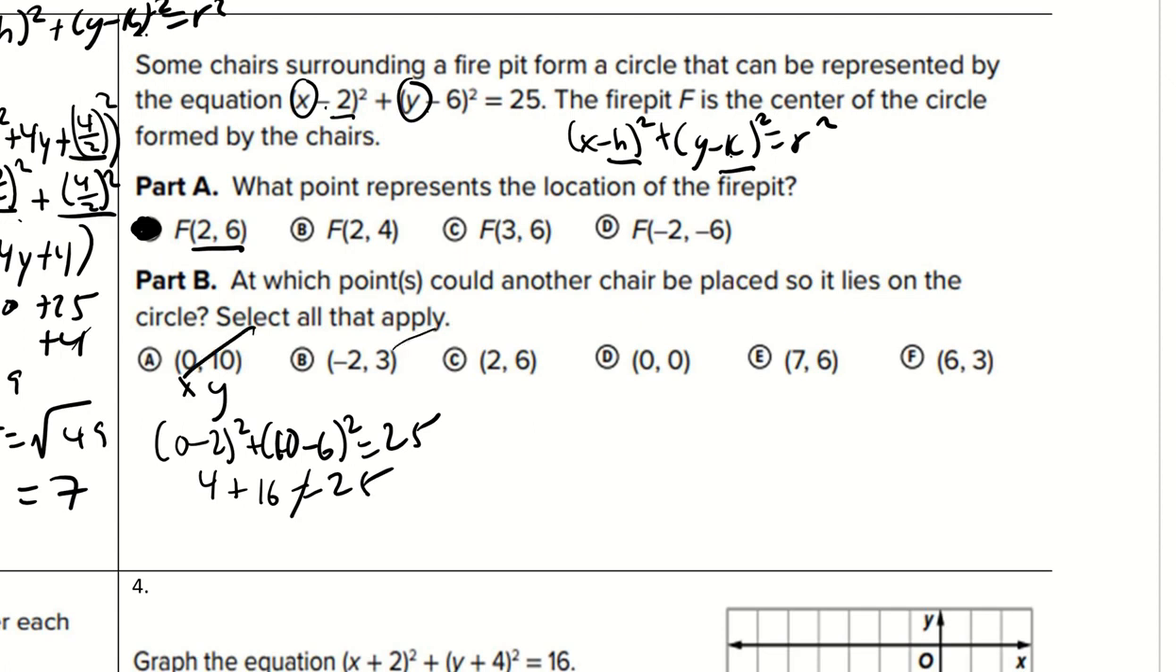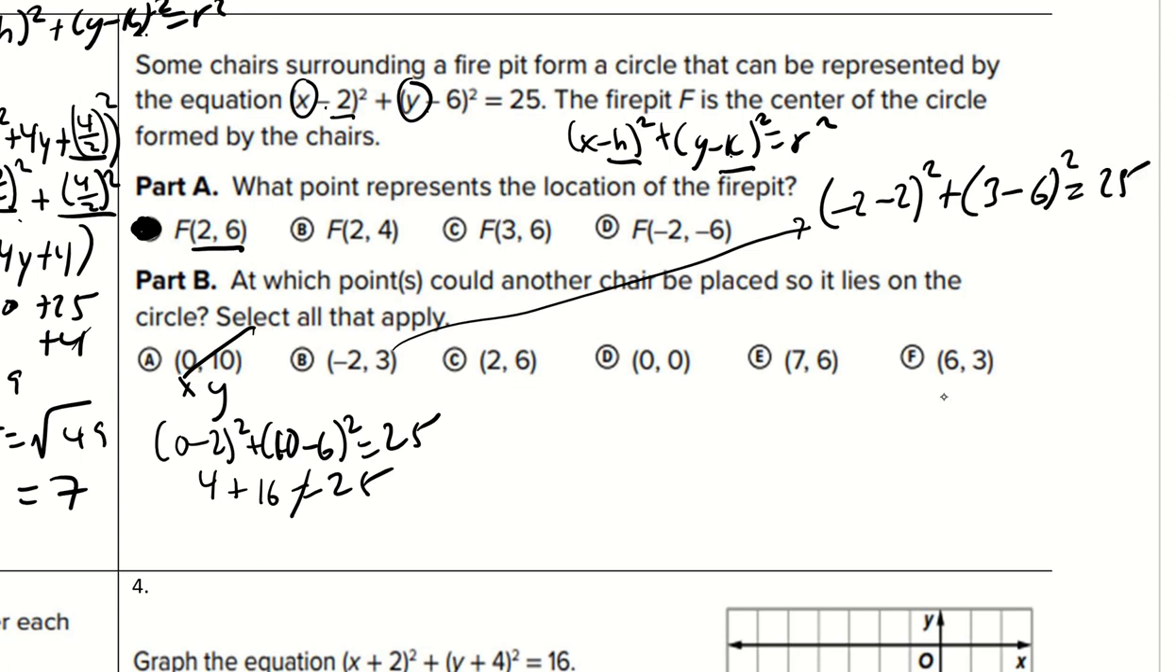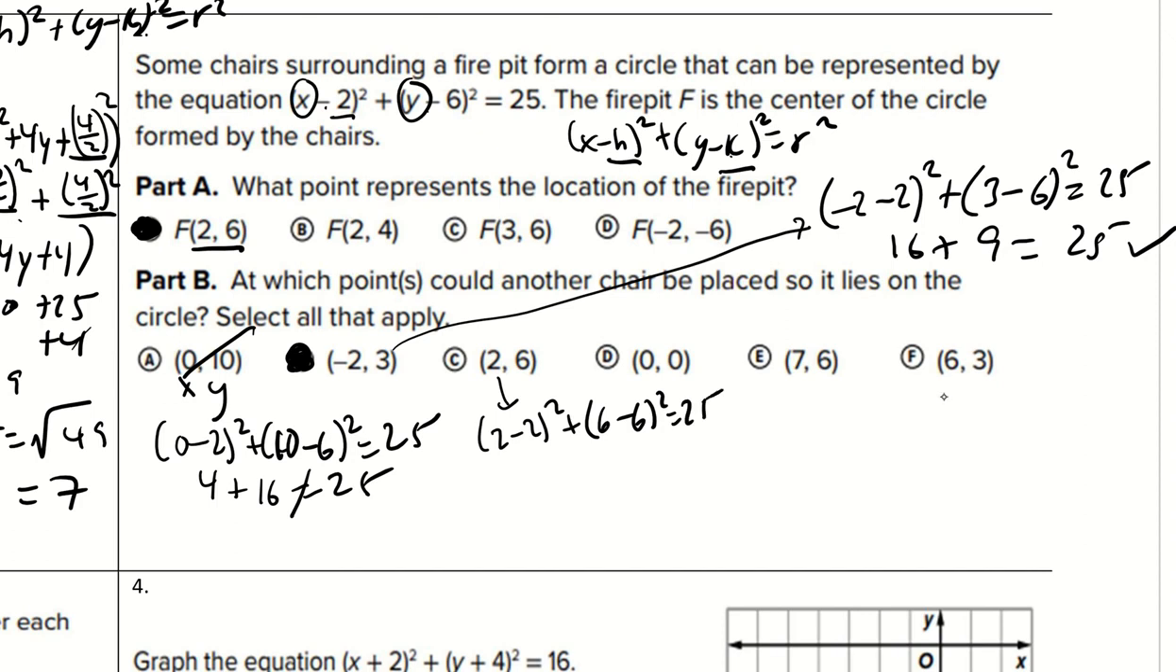Now I'm going to do this one over here because I'm running out of room. -2 minus 2 squared, 3 minus 6 squared equals 25. Let's figure out if that's true. So this is going to be 4. 4 squared is 16. This is going to be 3. 3 squared is 9. 16 plus 9 is indeed 25. So this is on the circle. Let's do this one. 2 minus 2 squared plus 6 minus 6 squared equals 25. Well, that's the center of the circle, so this is going to give us 0, right? 0 does not equal 25, so that's not true.